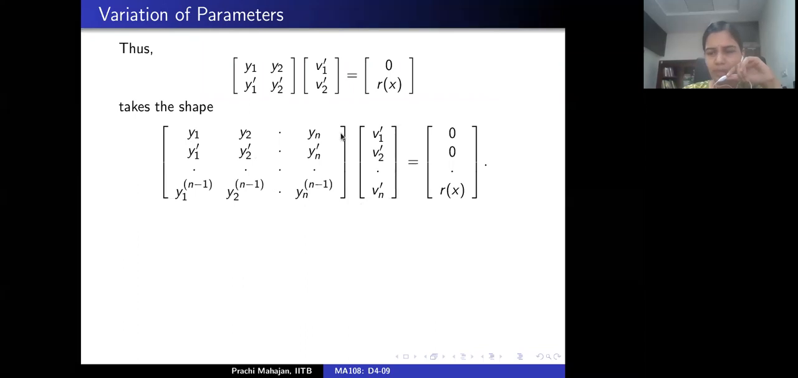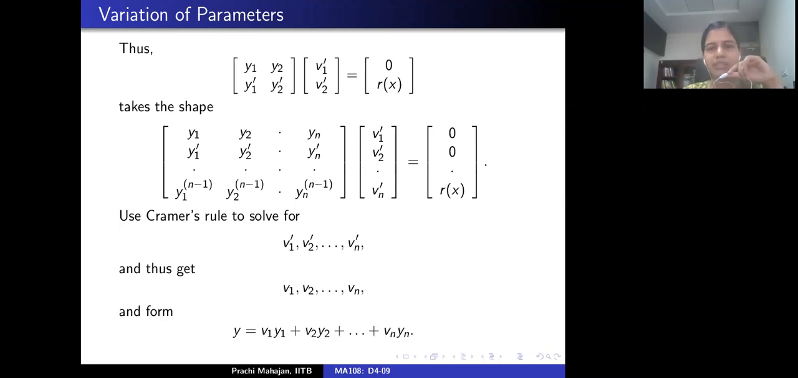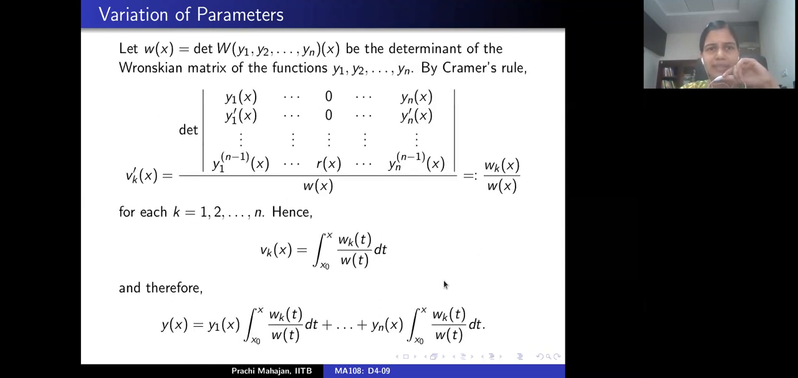So you have to note that this matrix here is precisely the Wronskian of y1, y2, ..., yn, which, being linearly independent solutions of the homogeneous equation, is going to be non-zero everywhere, and hence one can solve using Cramer's rule for the derivatives of v1, v2, ..., vn. And once you are able to solve for the derivatives, one should be able to integrate and solve for v1, v2, ..., vn, right? So let's just do this exercise.